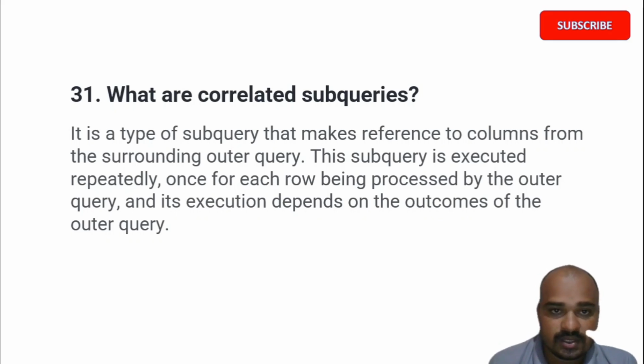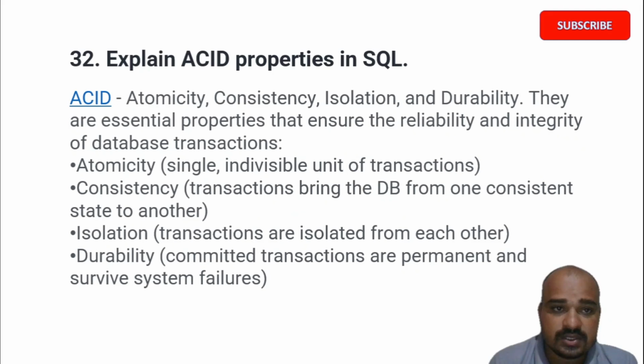What are correlated subqueries? It is a type of subquery that makes reference to columns from a surrounding outer query. The subquery is executed repeatedly, once for each row being processed by the outer query, and its execution depends on the outcomes of the outer query.